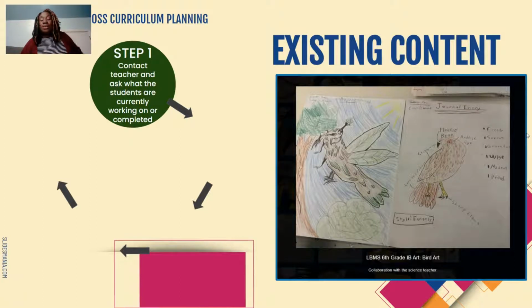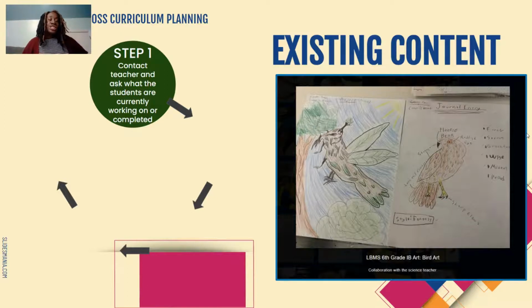So here's the example of the project that I did. Okay, so we did bird art. The example on the right side is the actual learning content, and the one on the left is the art project, and I'll talk about it on the next slide. But we'll go over the steps of my process of doing existing content.